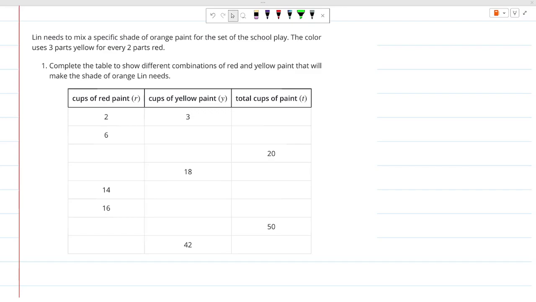So here in our table, we see in the first column it says cups of red paint. That's right here, cups of red paint. In the second column, we have cups of yellow paint. And in the third column, we see total cups of paint. So now, let's look at this first row. If we have 2 cups of red paint and 3 cups of yellow paint, how much paint do we have total? Well, we take the 2 cups of the red, we add it to the 3 cups of yellow, and we get 5 cups total. Because again, that's 2 plus 3.